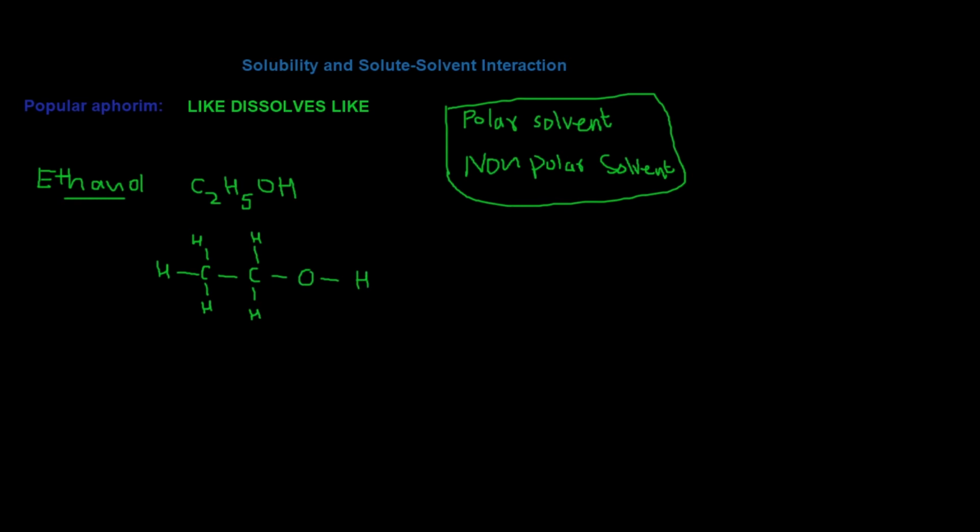Now we say that the ethanol molecule is polar in nature. Now what is the reason why it is polar in nature? This is because there is a difference of electronegativity between oxygen and hydrogen.